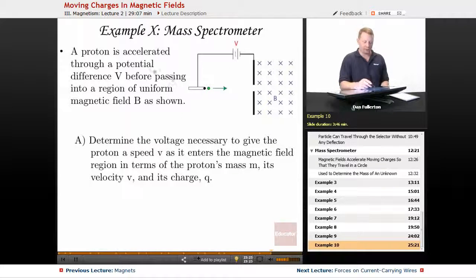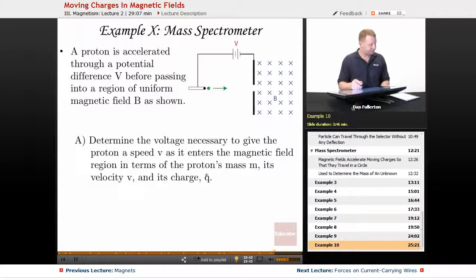So we have a proton that's accelerated through a potential difference V before passing into a region of uniform magnetic field into the plane of the screen as shown here. Find the voltage necessary to give the proton a speed little v as it enters the magnetic field region in terms of its mass, its velocity, and its charge q.